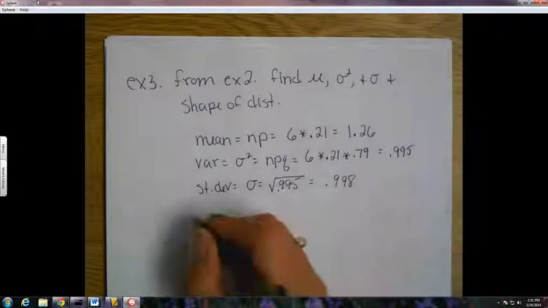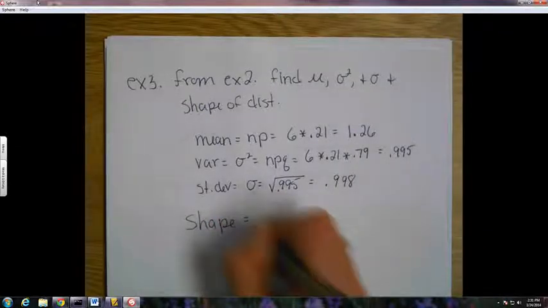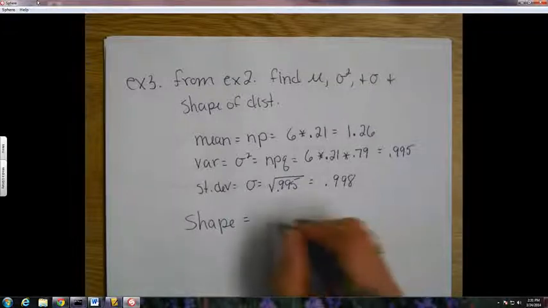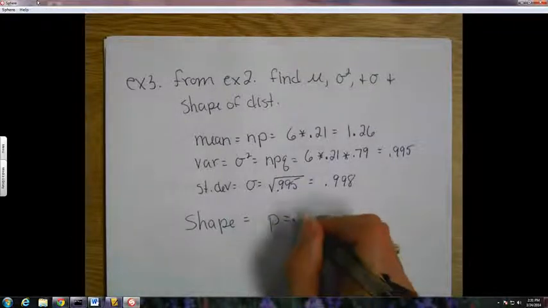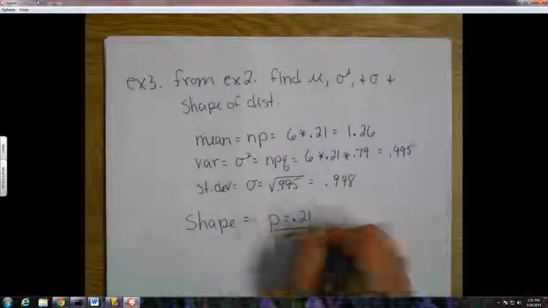And what shape, if I was to graph this distribution and make the whole table and graph it, will it have? I heard left and right. It's right. It's less than 0.5. The P equals 0.21. It's all about the P, the probability of success.